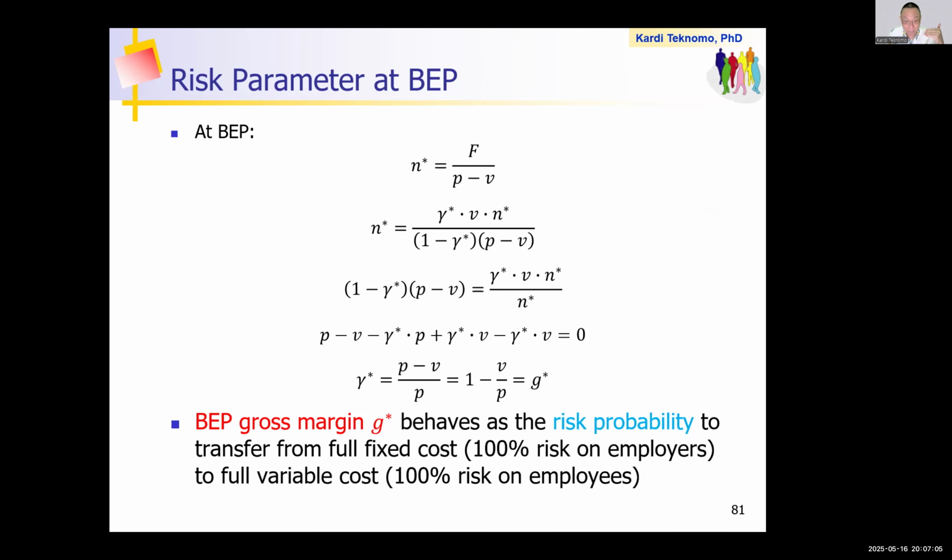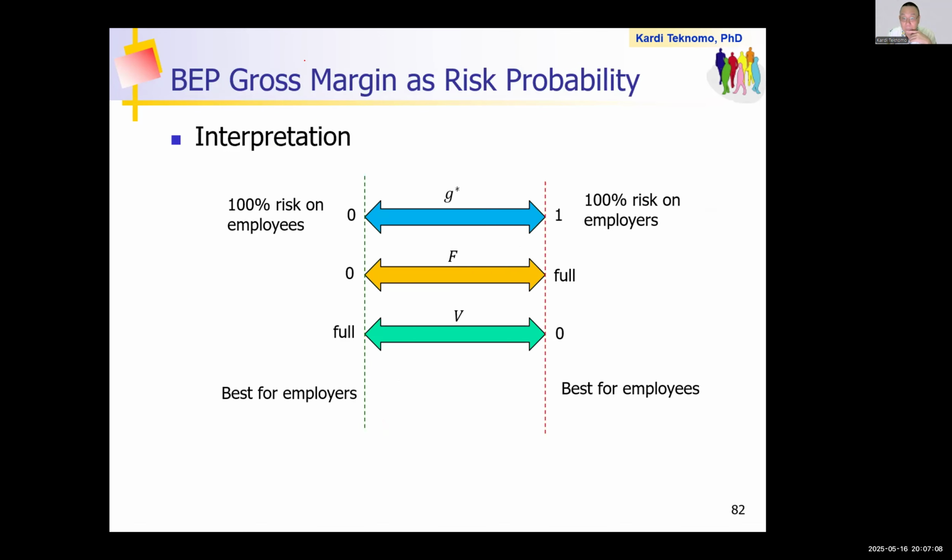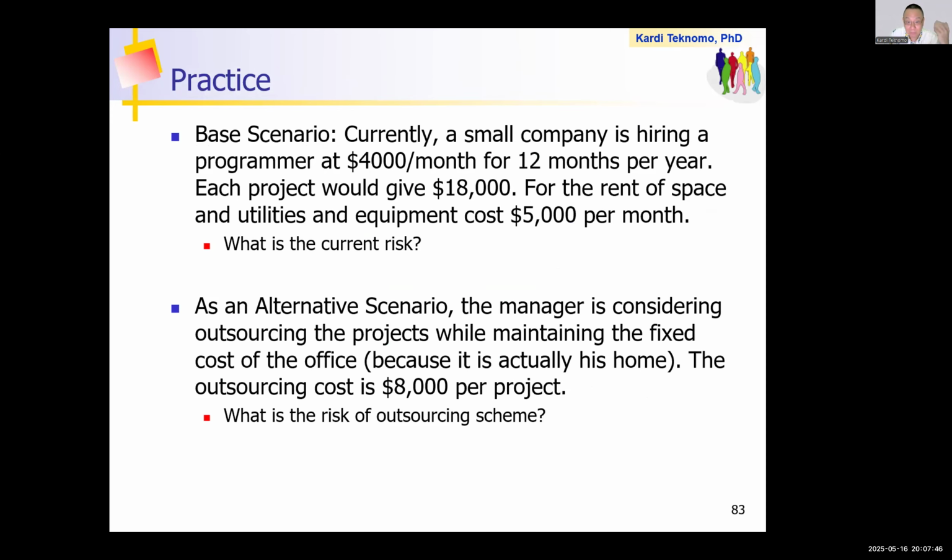Okay. So in this case, you look at it this way. If at PEP gross margin is 0, that means it's 100% risk to the employees. If gross margin is 1, that means 100% risk to the employer. So you need to understand this risk transfer. Now if you know the PEP gross margin, then you know how much is the actual risk. So at least this gives us insight about your own business.